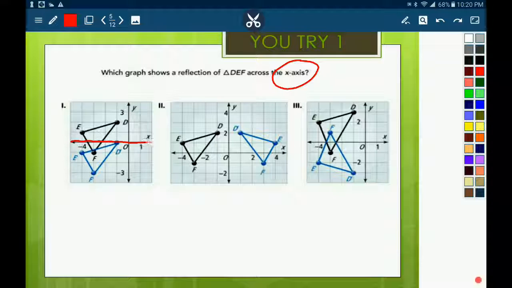Is this here a line of symmetry? Is this here the line of symmetry? And is this here the line of symmetry? So what I need you guys to do is pick the one that is a reflection, but it's reflected over the x-axis.